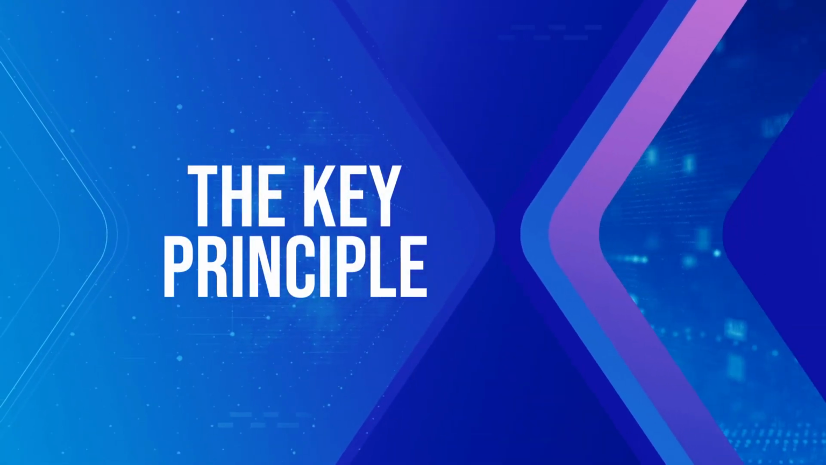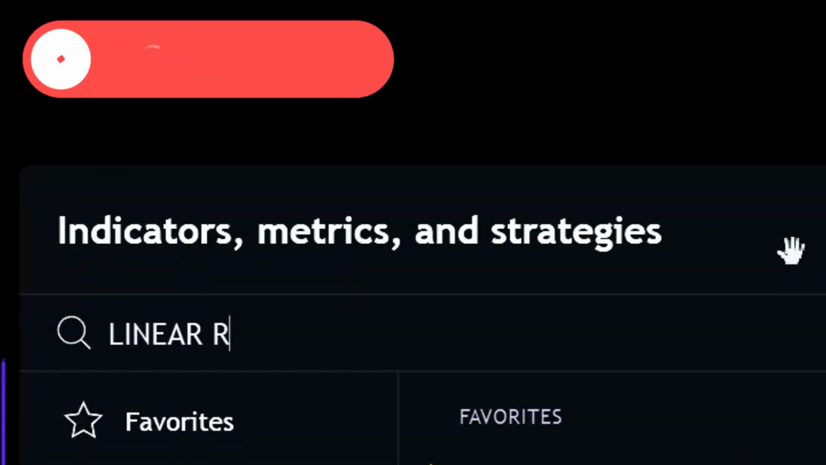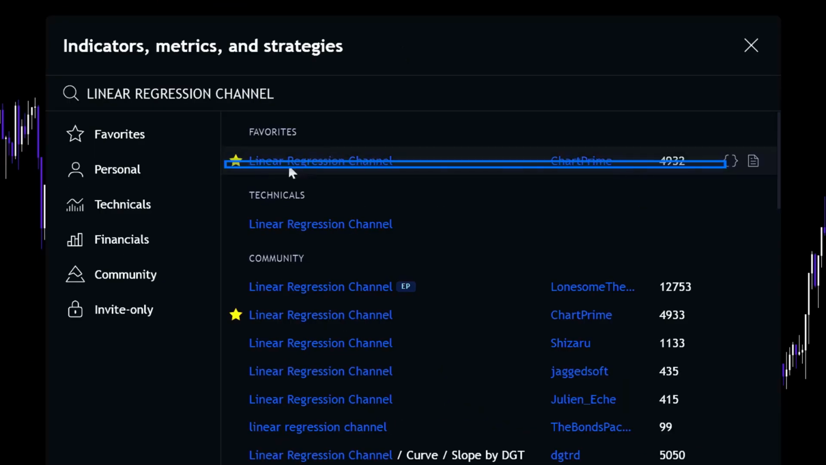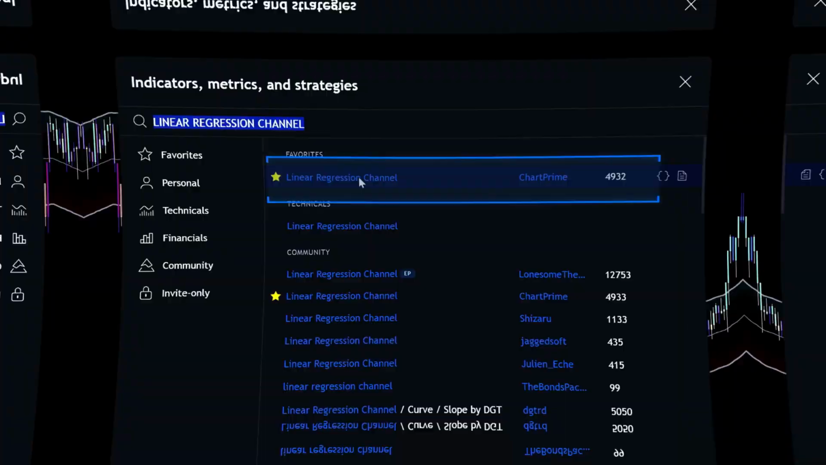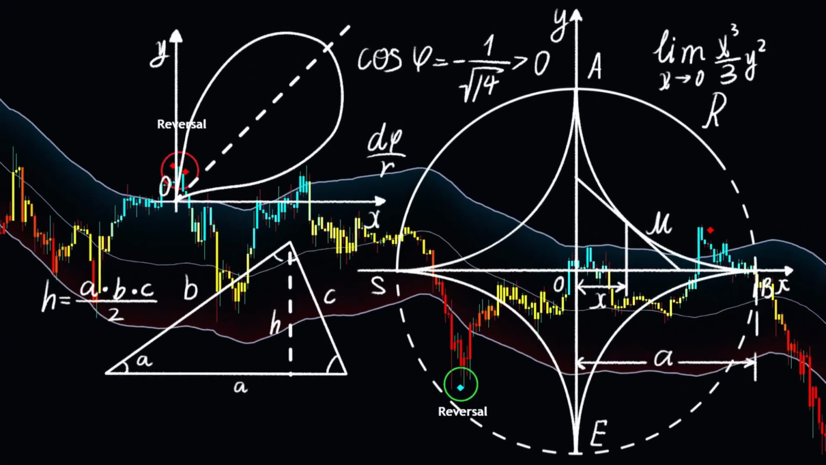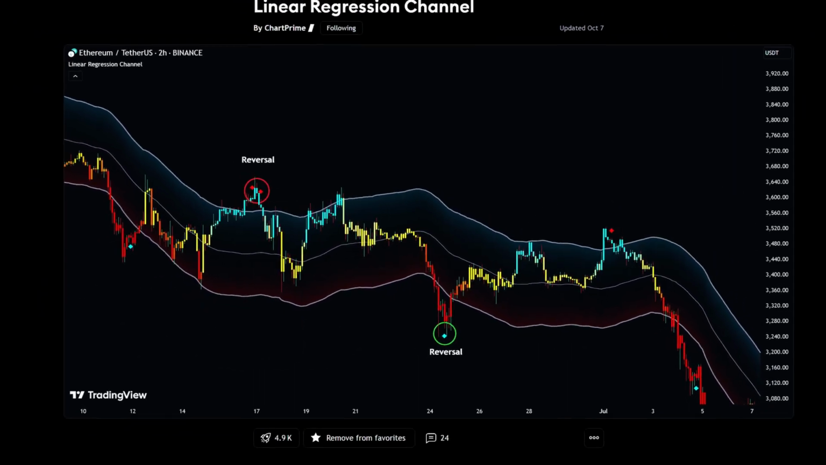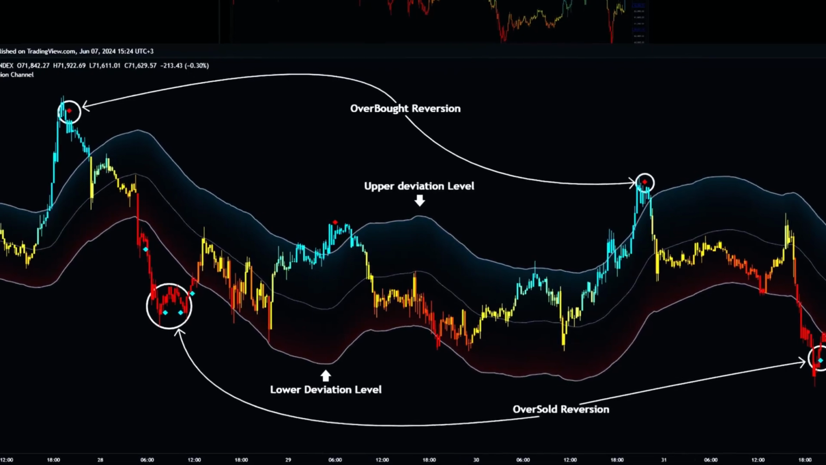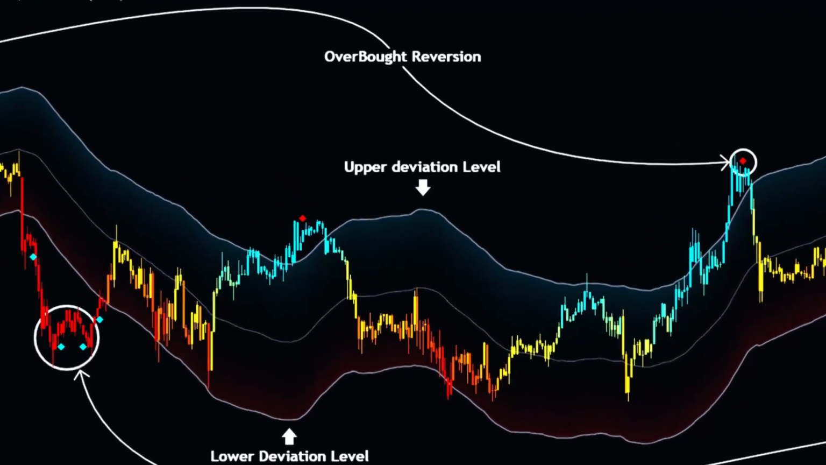The key to this strategy is the linear regression channel. So go ahead to the indicator section and search for linear regression channel and choose the one by Chart Prime. This indicator uses math to analyze trends and draws a channel around the price action. Think of it like drawing a line through the average price, then creating parallel lines above and below for support and resistance. It helps us spot potential overbought and oversold conditions, potential trend changes, and even fake pump and dumps.